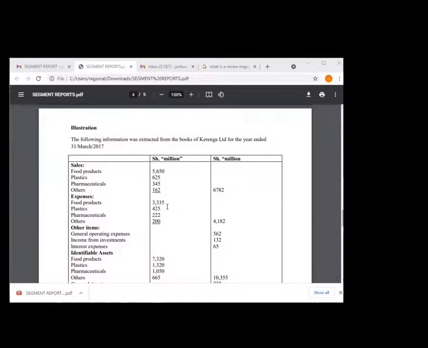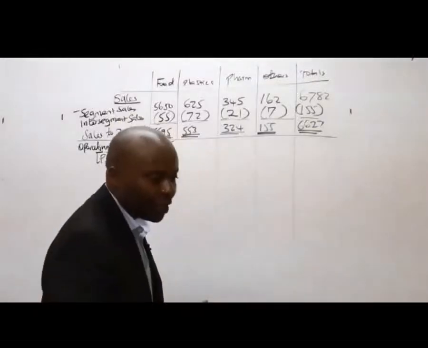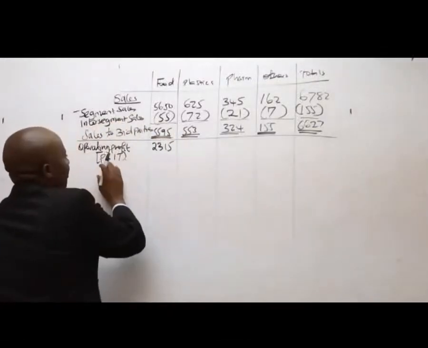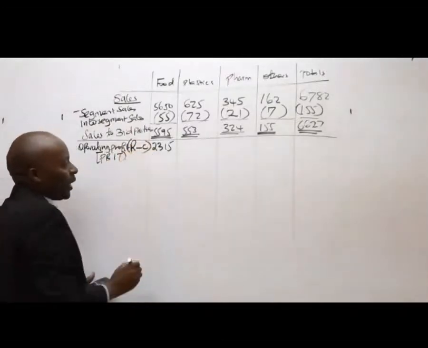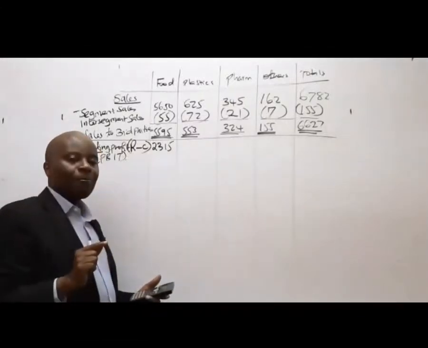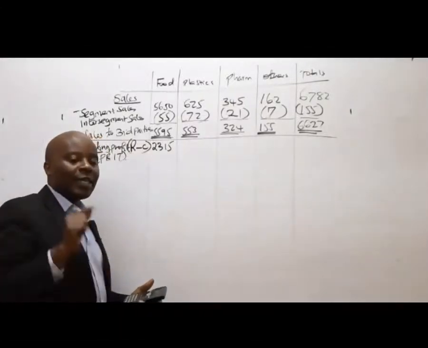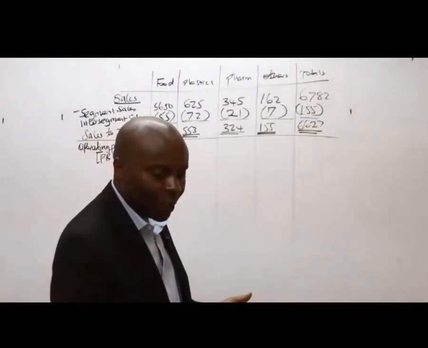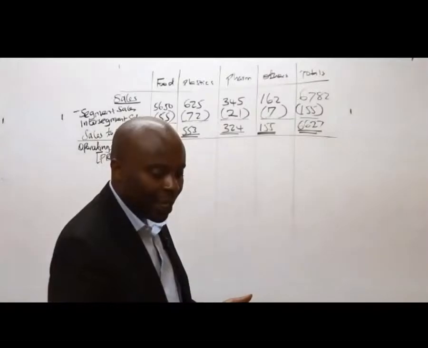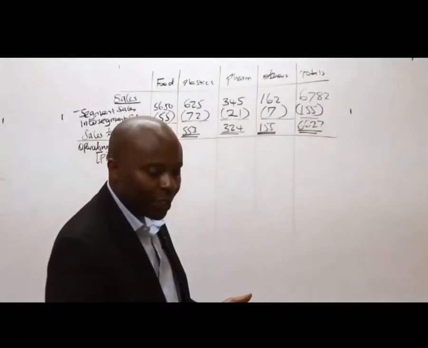Operating profit for food is 23.15. Remember, to get operating profit, I'm repeating this again, they don't want us to show these expenses on the face of this. They only want us to give them the operating profit, which is revenue minus expenses, minus cost for each segment. So, ladies and gentlemen, if that is the case, please go to the next one.